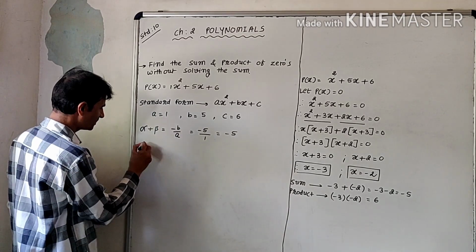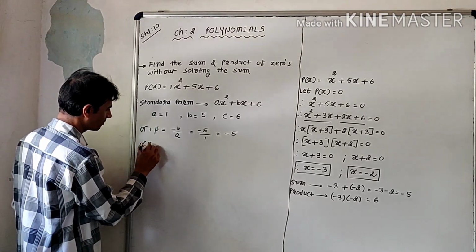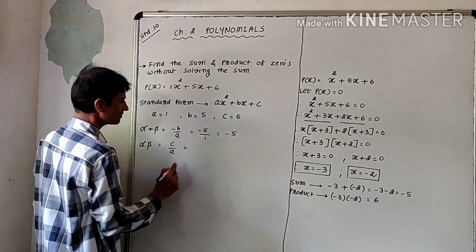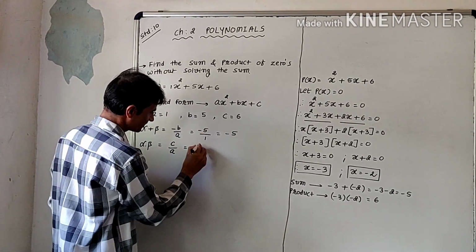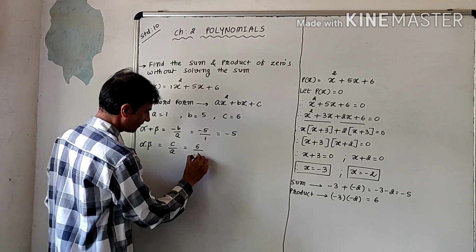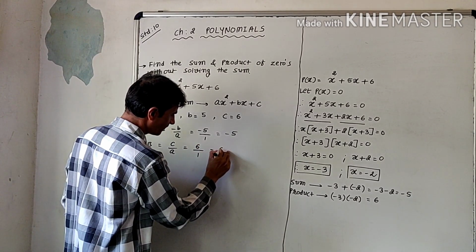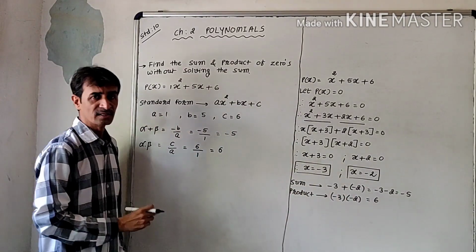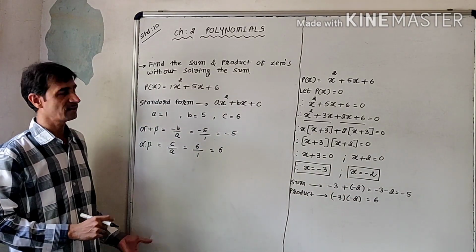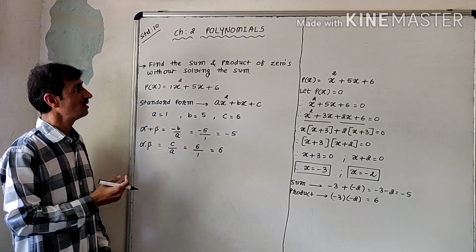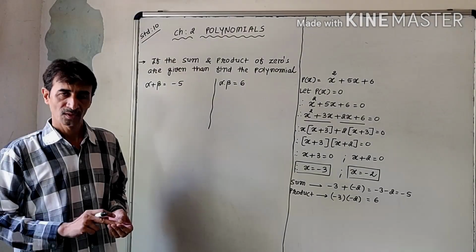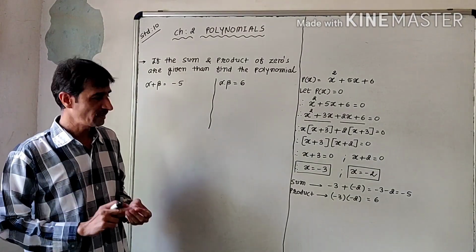And the product of the zeros means what? Alpha into beta. And now the formula is c upon a. What is my c here? 6. And what about the a? 1. And 6 upon 1 is equal to 6. You can see here this is my second answer. So without solving the sum, I can find out the sum of the zeros and the product of the zeros. Okay. Now this is the new method.